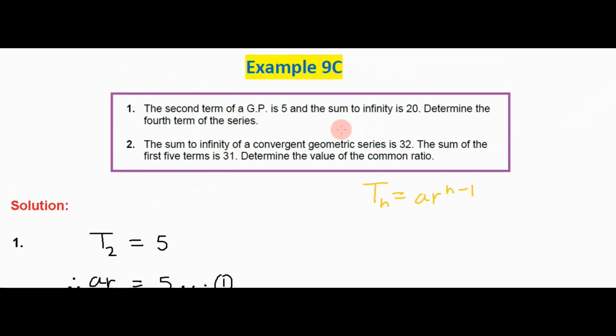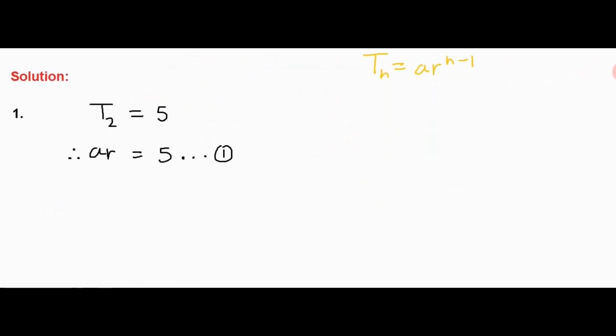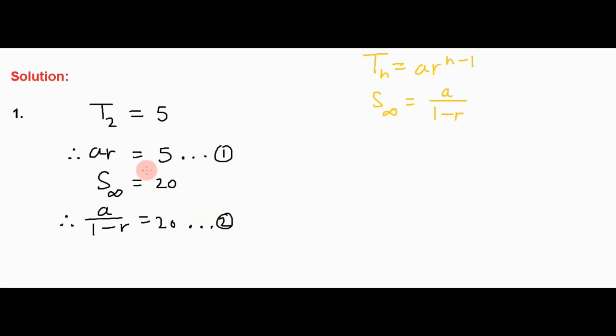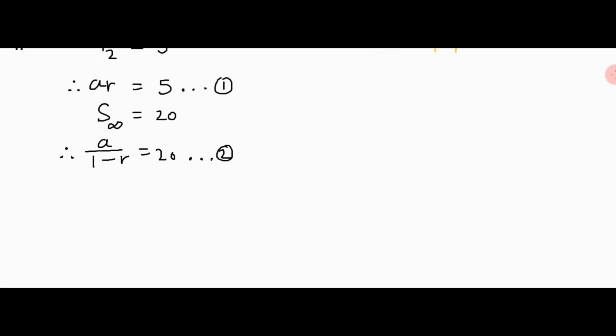Then we are also told that the sum to infinity is 20. So we can write s sub infinity is 20. And now we can use this formula. The sum to infinity is a over 1 minus r. So we can rewrite this equation as well in terms of a and r. So a over 1 minus r must equal 20. We can call this equation 2. Now we need to solve for a and r simultaneously. So we're going to divide equation 2 by equation 1.